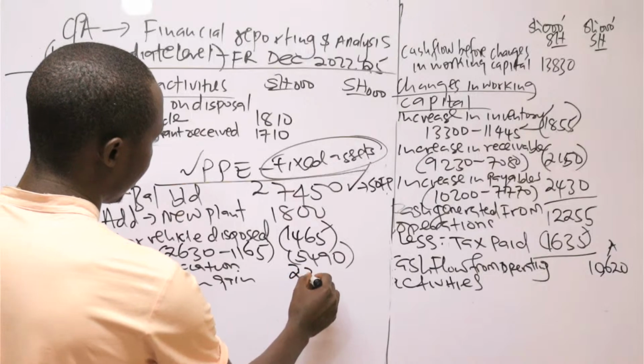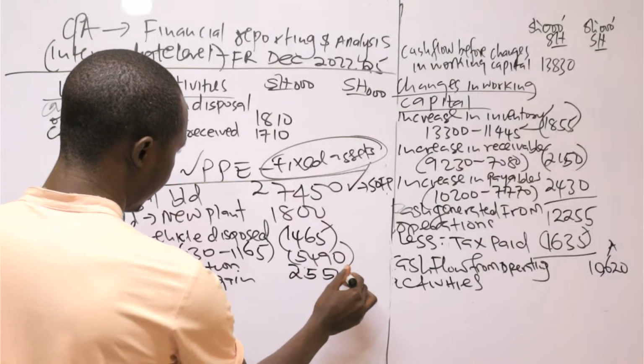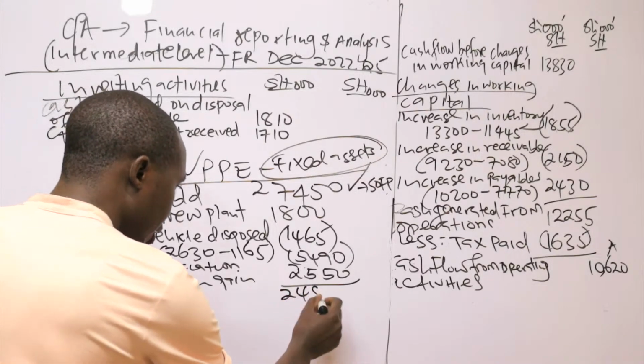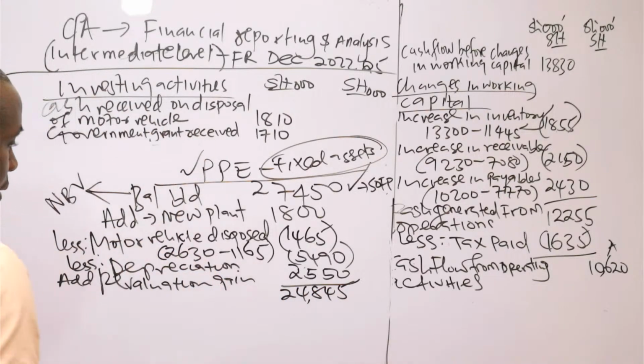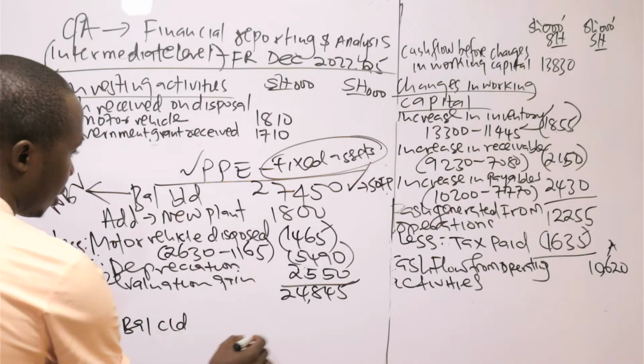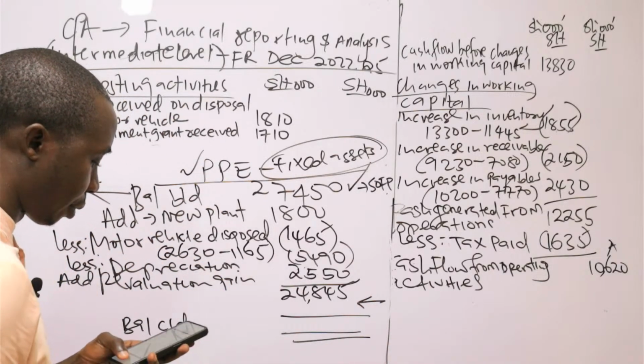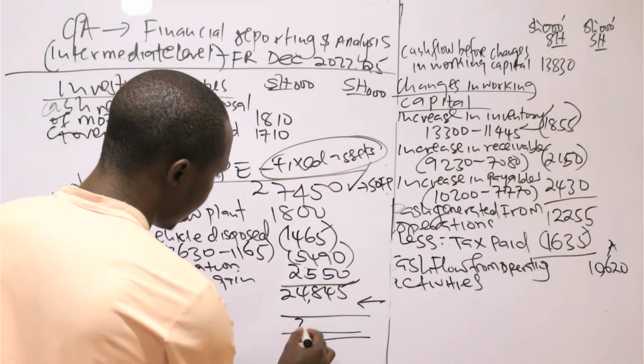So we have 25, 50. Up to this point, 27,450 plus 1,800 minus 1,465, 90 plus 25. Up to that point, we have 24,845. So for the balance carried down for the property, you skip one line here, then you record the balance carried down from the statement of financial position, which is 36,300.